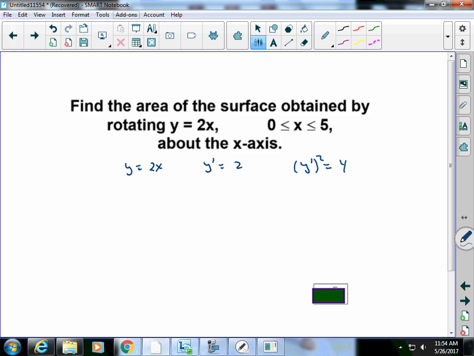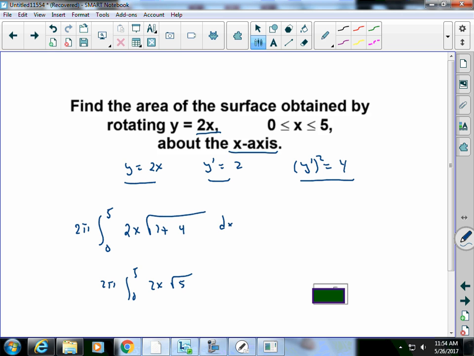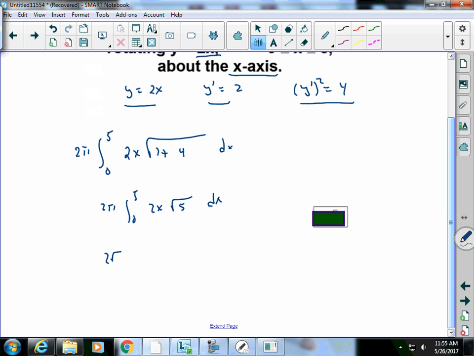So we figured out what y is equal to, y prime, y double prime. We said about the x-axis in terms of x. So I need a 2 pi. I'm going to go from 0 to 5. I need my function, 2x, times 1 plus my dy dx squared, which is 4, dx. So I have a 2 pi from 0 to 5, 2x square root of 5 dx. Well, it doesn't make sense to leave that out there, so why don't we bring this out: 2 square root of 5 pi from 0 to 5, 2x dx.